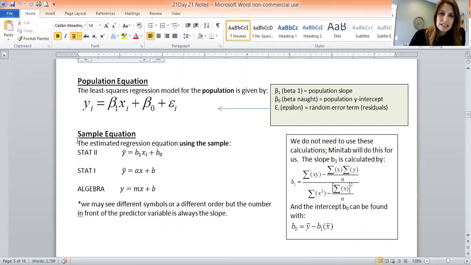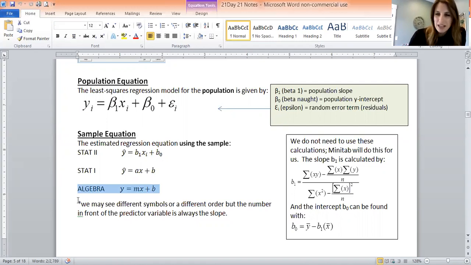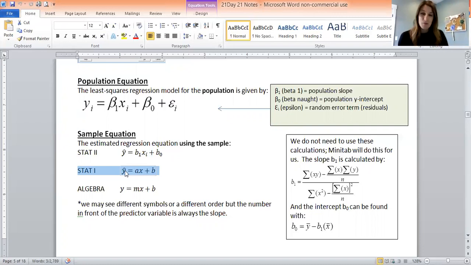So let's go down here and look at the sample equation. I'm going to start at the bottom, actually, right here. My algebra equation, y equals mx plus b. We all know that equation. m is the slope and b is the y-intercept, right? So in Stat 1, we introduced a new equation, which is very similar. But now it's y hat equals ax plus b. You can see b is still the y-intercept. a is now the notation for my slope. And y hat is my response, my predicted value, right? Because that's what I'm going to predict, my y.